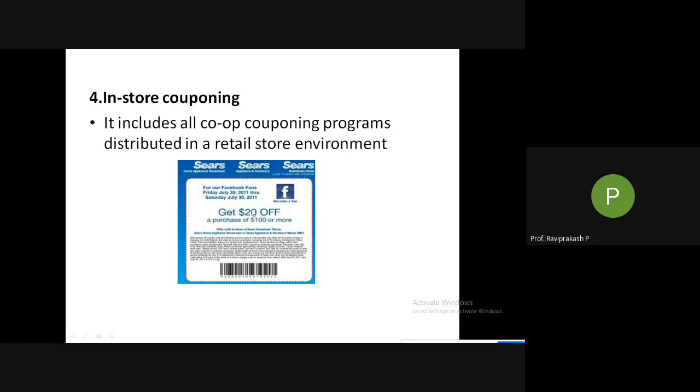So what is it saying? This coupon says on a purchase of $100 or more, you will be getting $20 off. That means if you buy a product of exactly $100, you are getting 20% off directly. If it is more than that, whatever amount you are buying, as long as it is a minimum of $100, you will get $20 off directly. This is one of the in-store couponing.